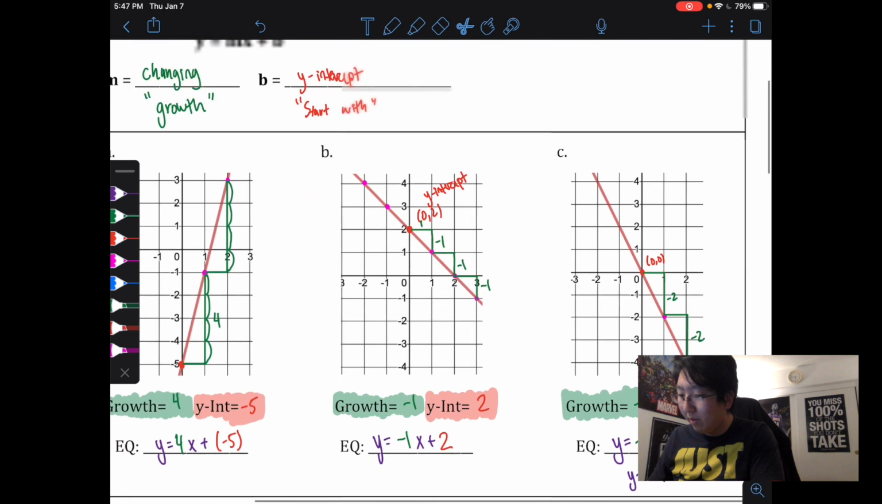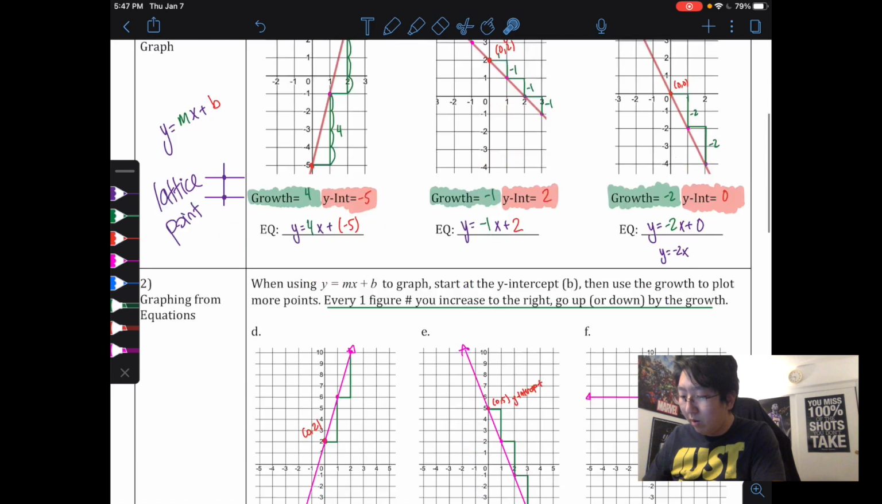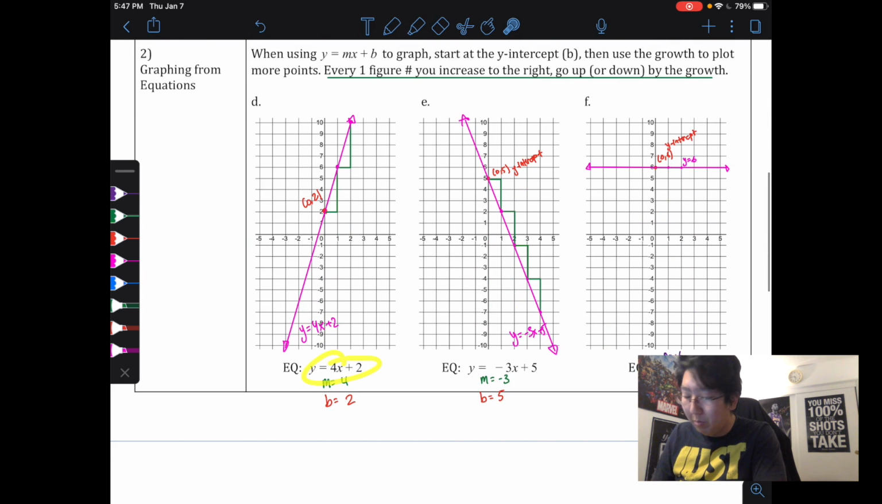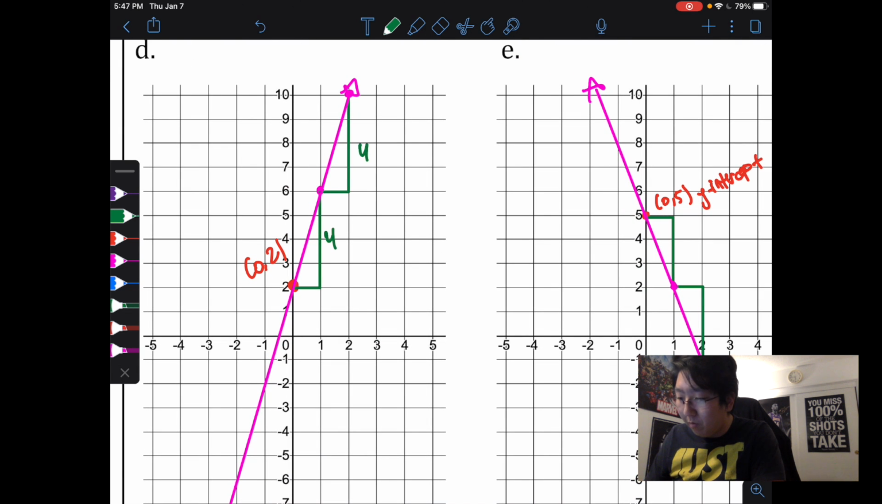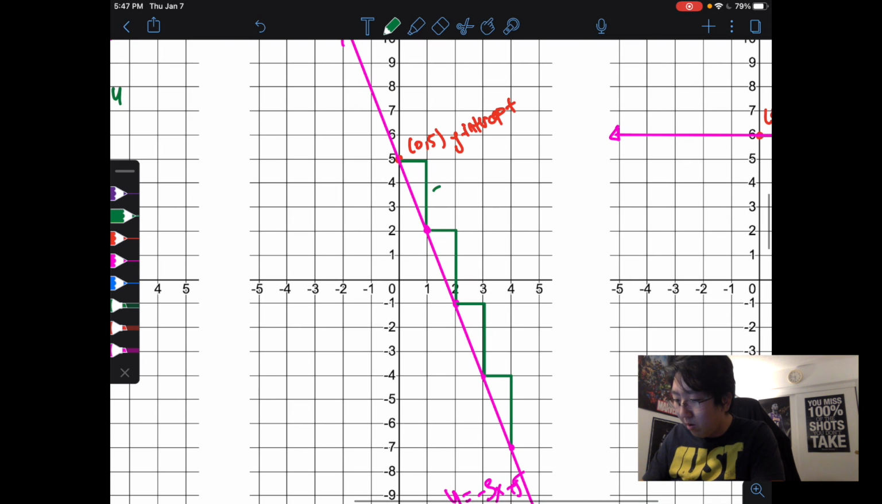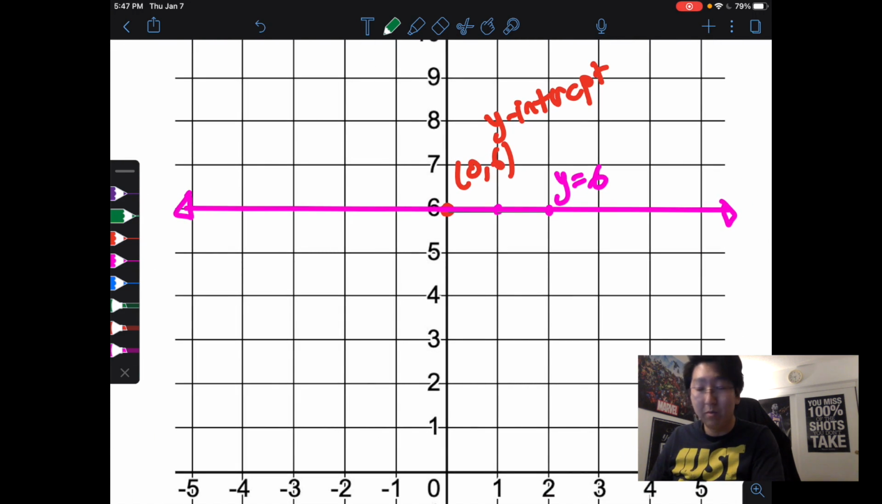Okay, so we can find the equation from looking at the graph, and we could also have an equation and graph it. We have to know we start here and it goes up by 4. Over 1, up 4, over 1, up 4, right? Over 1, down 3, over 1, down 3, over 1, down 3. And then this one, it went over 1, didn't go up or down.